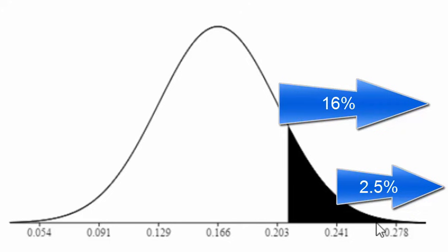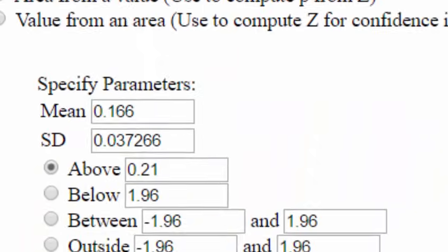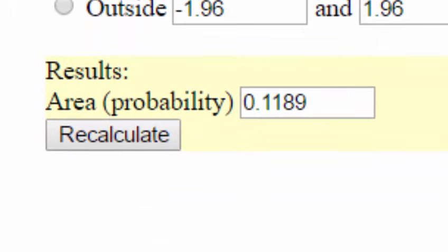That looks to be at about, is it 1 point, I don't know, I'm trying to make a really good guess right here. It's between 2.5 and 16%. I say it's about 11%. Let's take a look. It's 11.89%.